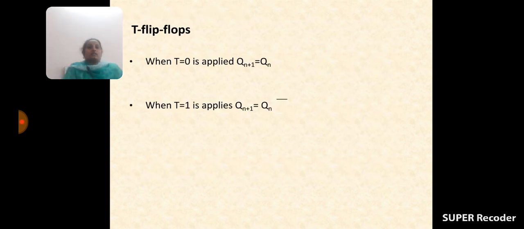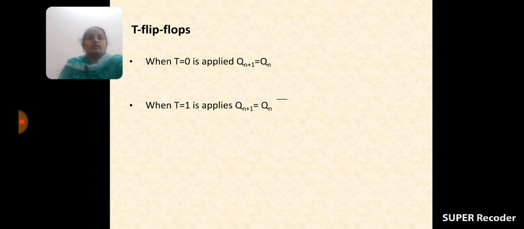Okay, see here, what is the next flip-flop? The T flip-flop. So here the name T is derived from toggle. Why? Because here the output is toggled between 0 and 1, 1 and 0. So when T is equal to 0 is applied, we are getting output 1. If input is 1, we are getting output 0.